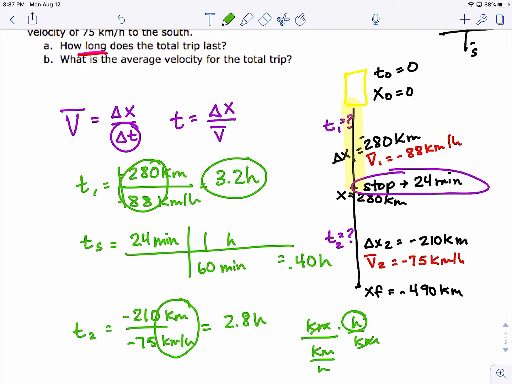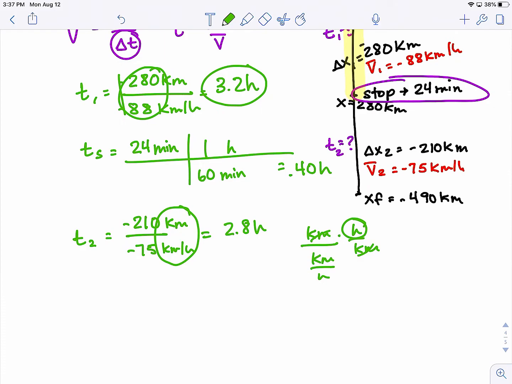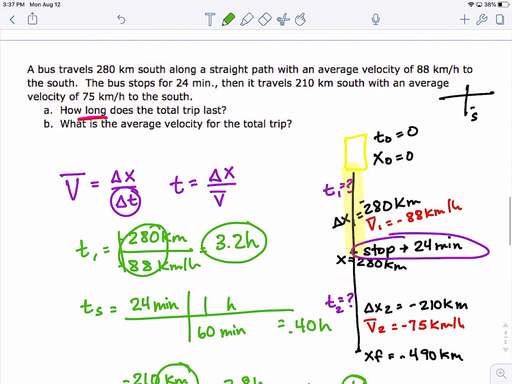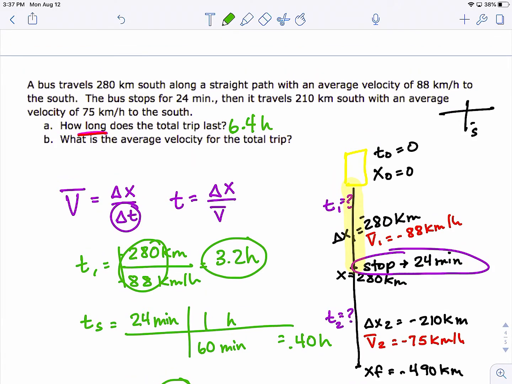So I'm looking for the total time. So I'm going to take my 3.2 hours, add my 0.40 hours, and add my 2.8 hours, and I get 6.4 hours. Notice here, there's not a sig fig here, not a sig fig here, so there's not a sig fig here. So 6.4 hours is the total time.